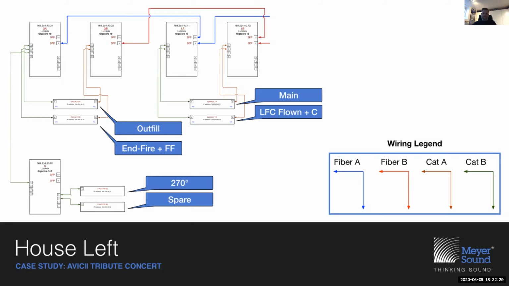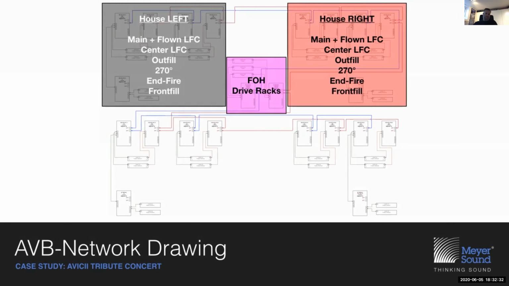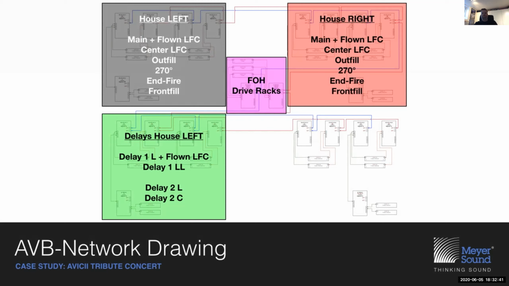Excellent. So, house right is of course the same because it was a symmetrical approach, to my understanding. Yeah, everything was running from front of house to house right, and then to house left. That's the only thing. Okay.